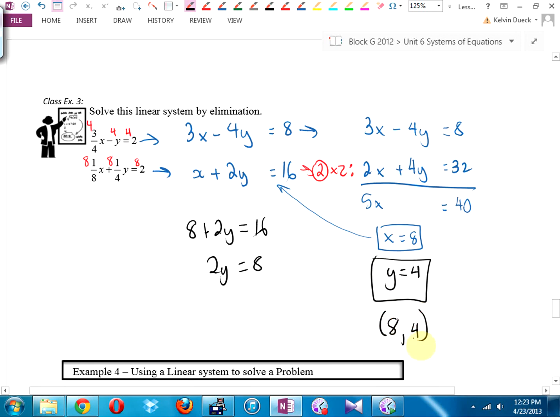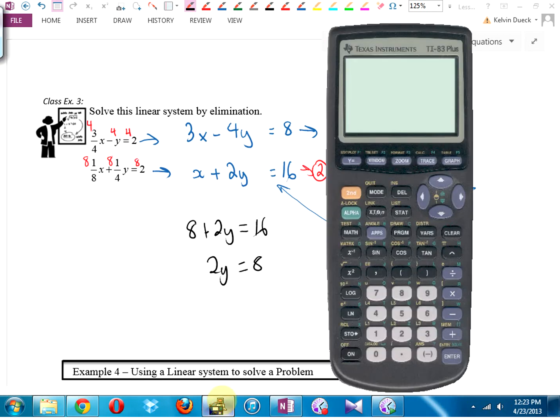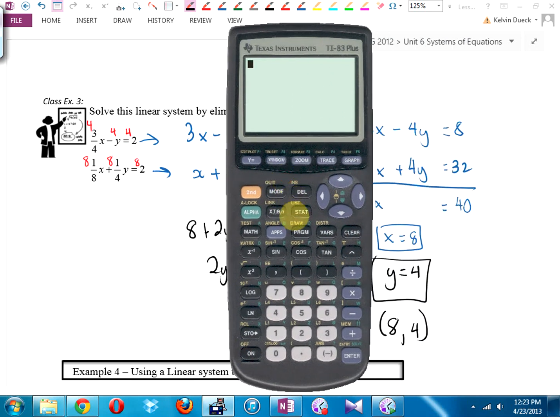Are we right? Let's quickly find out. Again, I always go back to the original typewritten equations just to be paranoid and safe. So it's 8 comma 4. 3 divided by 4 times 8 minus 4 should work out to 2, which it does. 1 divided by 8 times 8 plus 1 divided by 4 times 4 should work out also to 2, which it does. Cool.